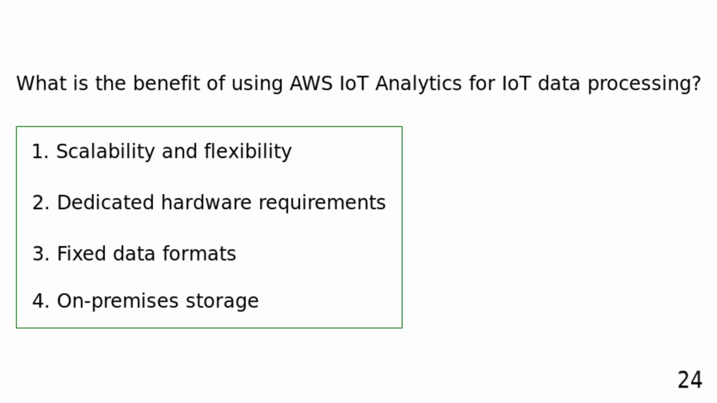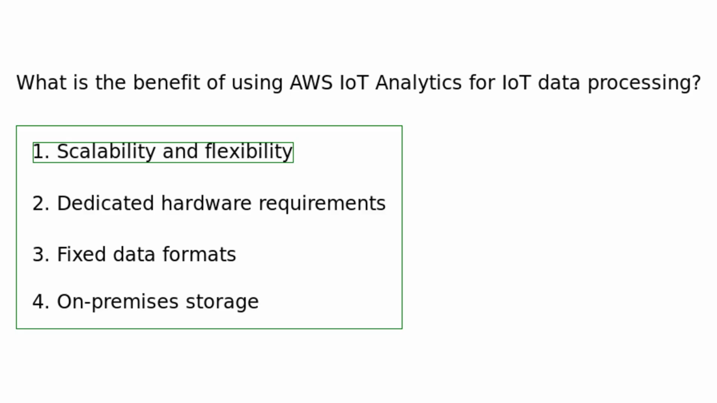What is the benefit of using AWS IoT Analytics for IoT data processing? Scalability and flexibility. Dedicated hardware requirements. Fixed data formats. On-premises storage. AWS IoT Analytics offers scalability and flexibility in processing IoT data.